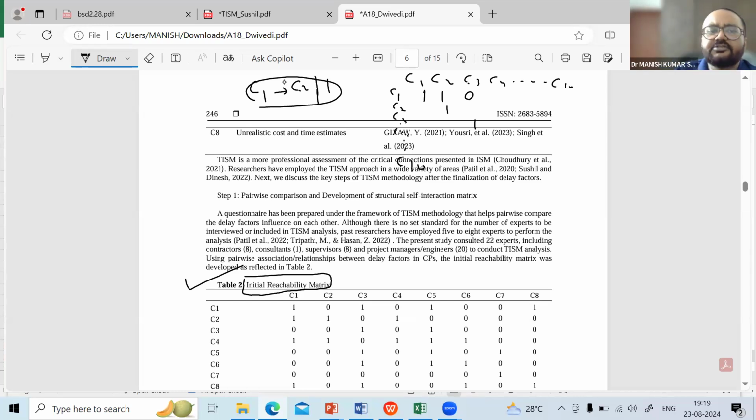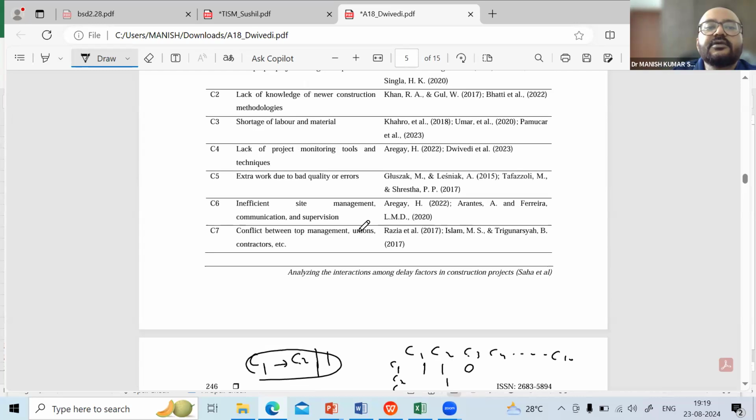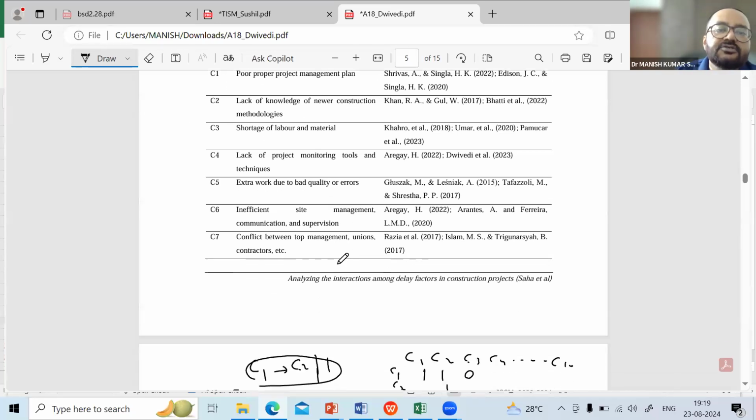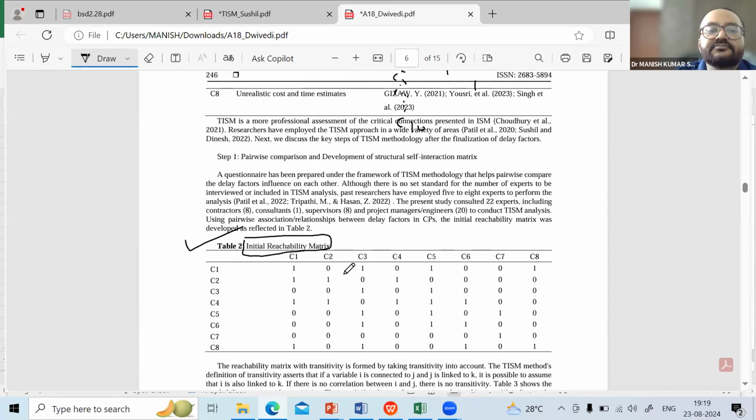And there is a logic also. You can see here, what is C1? Poor project management plan. So the question is, does a poor project management plan lead to a lack of newer construction methodologies? No. So people, more than 50%, might have said no. So that's why it is 0 here.